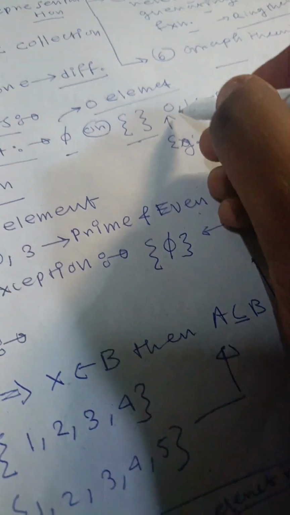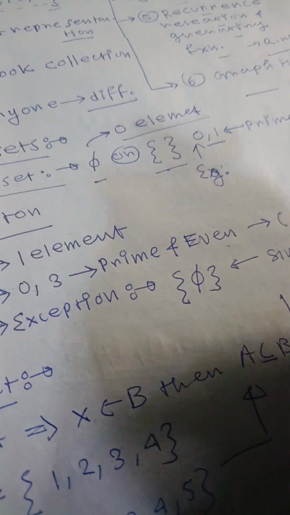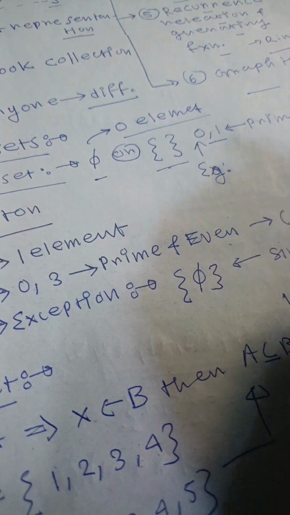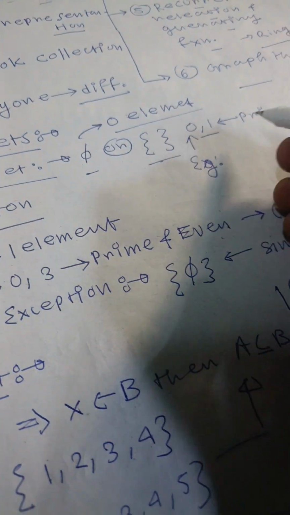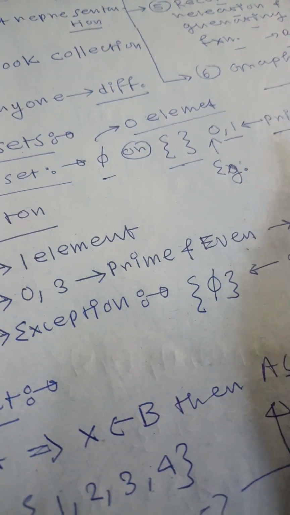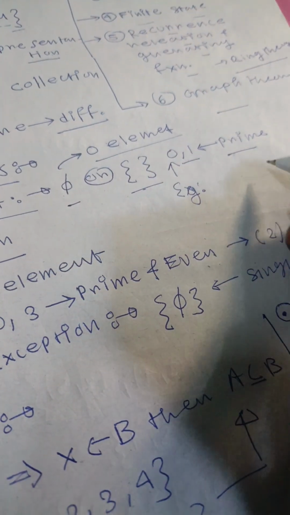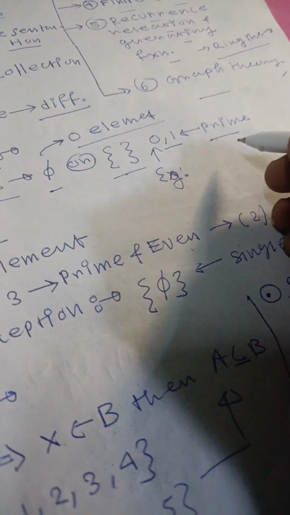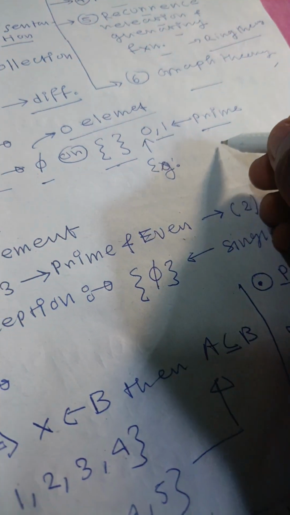So if we write the numbers in between 0 and 1, or we can say write the prime numbers between 0 and 1, there is no number that is in between 0 and 1 that is prime. Okay, so that can be represented as an empty set.